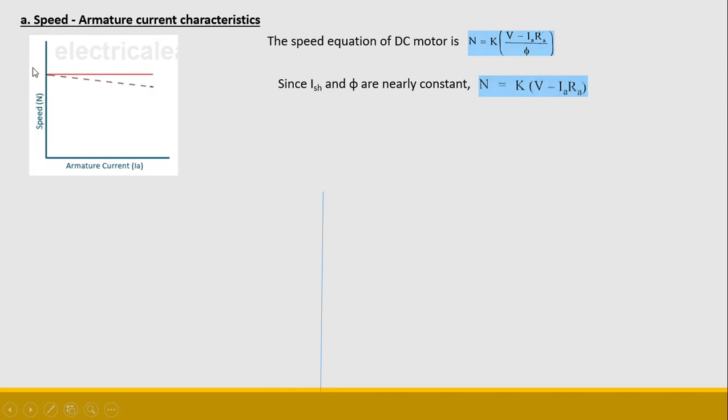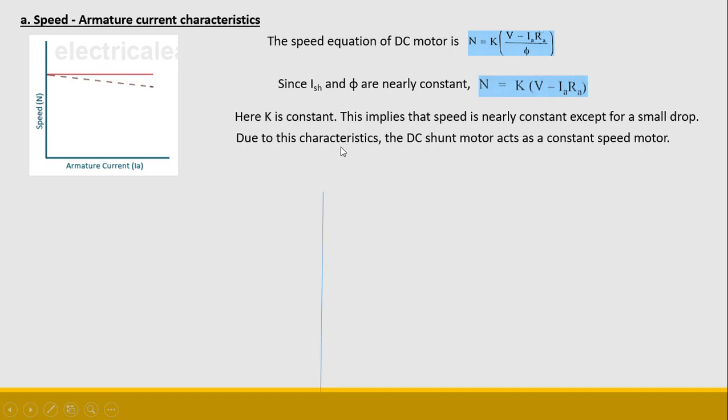So look at the graph. In x-axis we have taken armature current. In y-axis we have taken speed. Here K is constant. This implies that speed is nearly constant except for a small drop. Due to this characteristic, DC shunt motor acts as a constant speed motor.